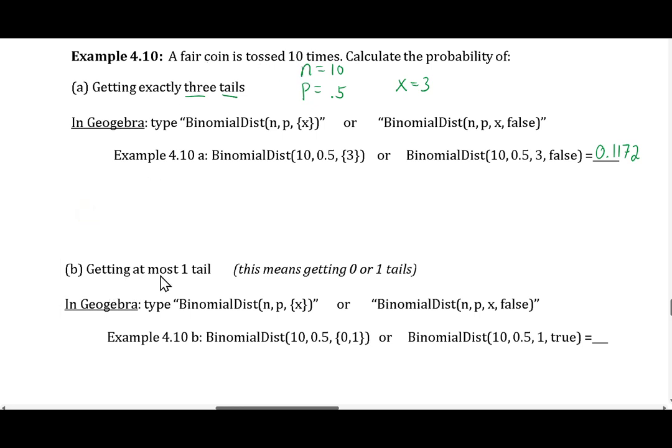All right, now part B of this example says, what is the probability of tossing a coin 10 times and getting at most 1 tail? Well, at most 1 tail means either 0 or 1. So with GeoGebra, it's nice because we can enter in any list of values we want to here. So we will do that now.